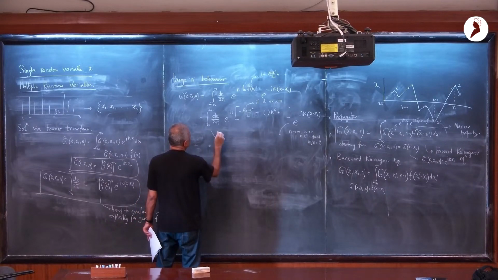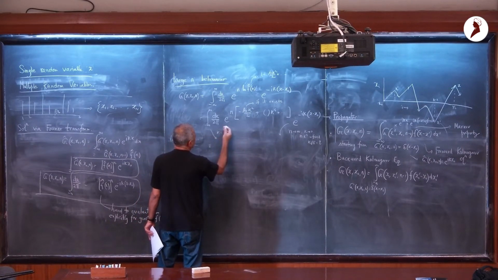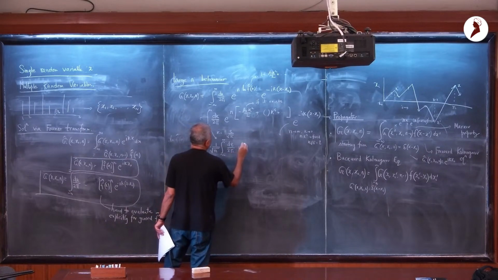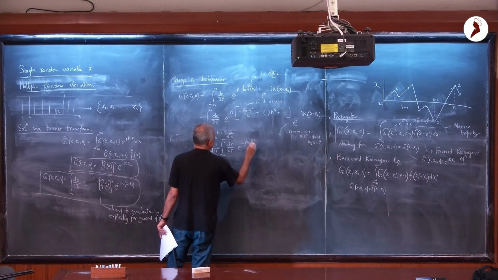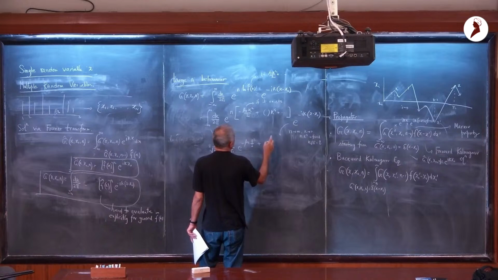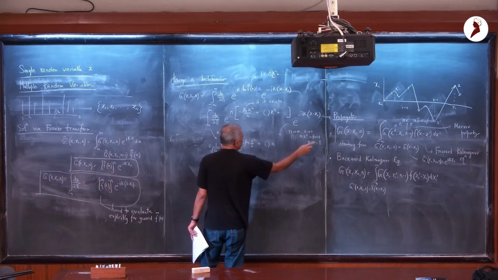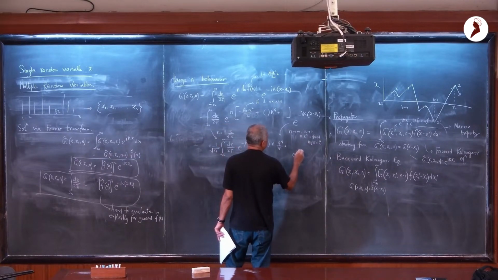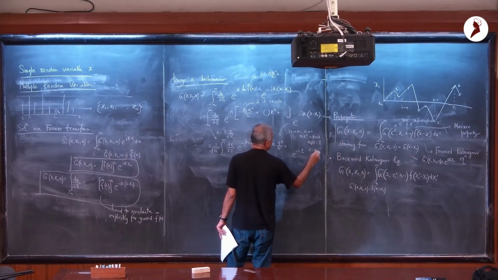Under this change of variable, k equals q by root n. Then I have 1 over root n which goes out. This n k square is q square. Now this term here is n times k fourth, and k fourth is q fourth over n square, and you can calculate the higher order terms. And then I have e to the power minus i q, where k is q over root n, so I just write it like this.